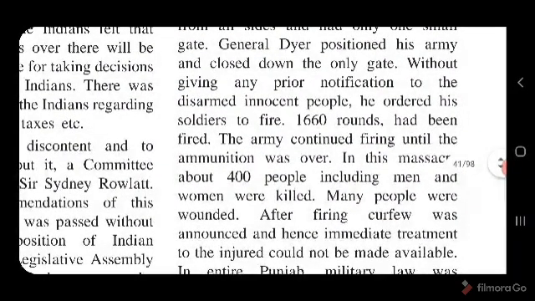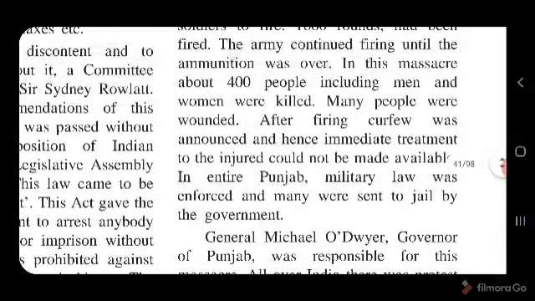Without giving any prior notification to the disarmed innocent people in the Jallianwala Bagh, he ordered his soldiers to fire. 1660 rounds were fired on these innocent people. The army continued firing until the ammunition was over. In this massacre, about 400 people, including men and women, were killed. Many people were wounded.